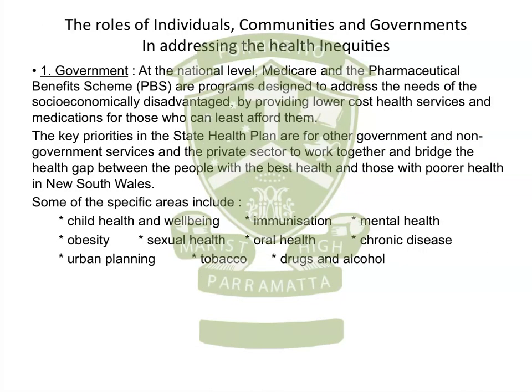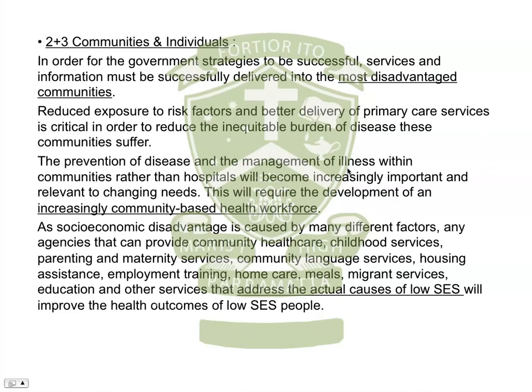And what can governments and communities and individuals do? Well, government, here we've got the Medicare and the PBS scheme. We will learn more about them in a few dot points' time. But here are some specific areas where the state government is targeting, particularly in reference to lower socioeconomic status people. Communities and individuals have been grouped together here.